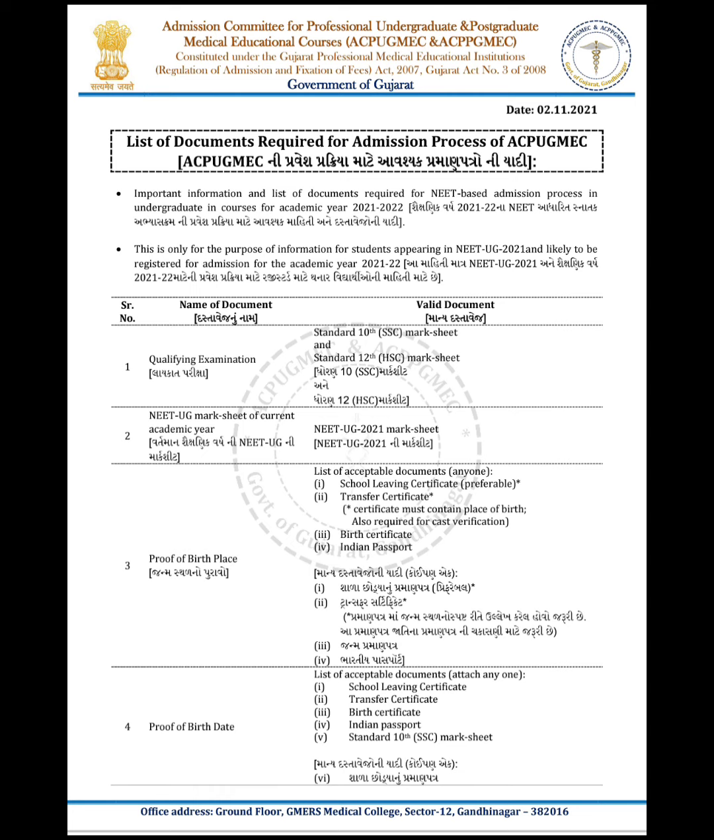The next is proof of birth date. For proof of birth date, you can either take your school leaving certificate, transfer certificate, birth certificate, Indian passport or your 10th standard mark sheet. So these were your four documents. First was 10th and 12th mark sheet, NEET UG scorecard, then a proof of your birthplace, and the fourth was proof of your birth date.